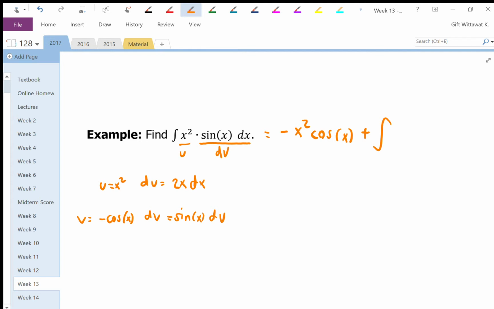v du, so that's going to be negative cosine, oh wait, sorry. This should be minus, by the way. So that's going to be minus the integral of negative cosine of x times 2x dx. And because I actually have the minus twice here, I'm just going to change that to a plus.